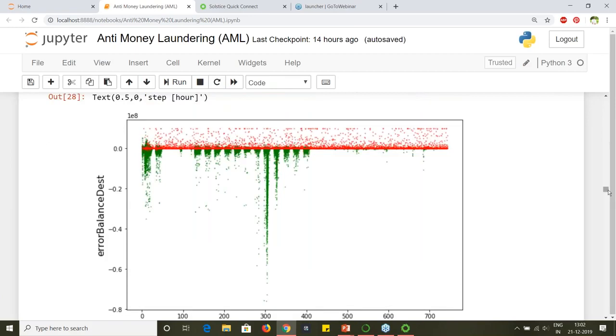Okay, a similar kind of plot I have plotted against the step. Step is the hour. So totally there are 700 steps, and this is error balance at the destination. The red and green represent: red is fraudulent and green is genuine.